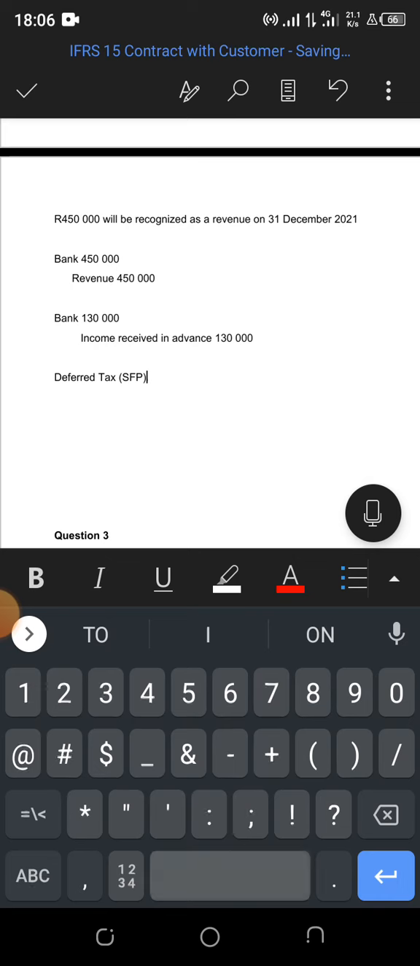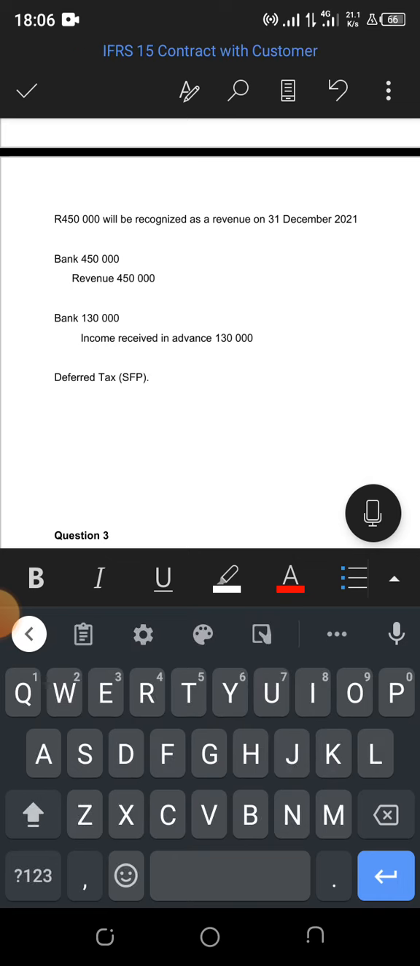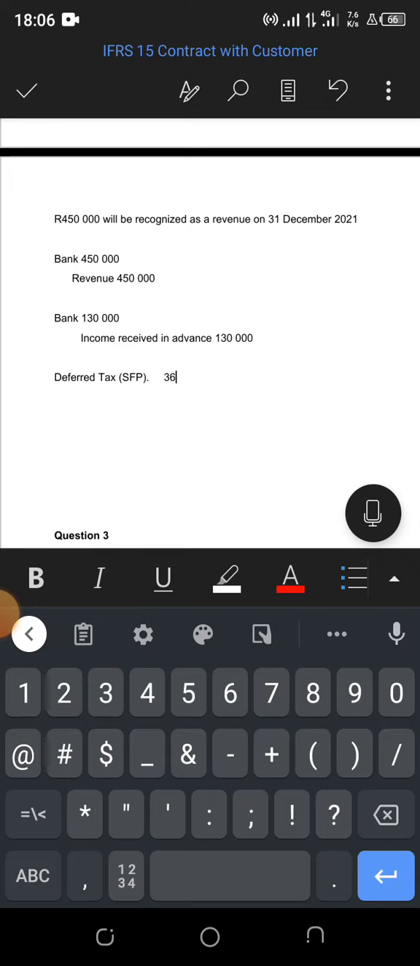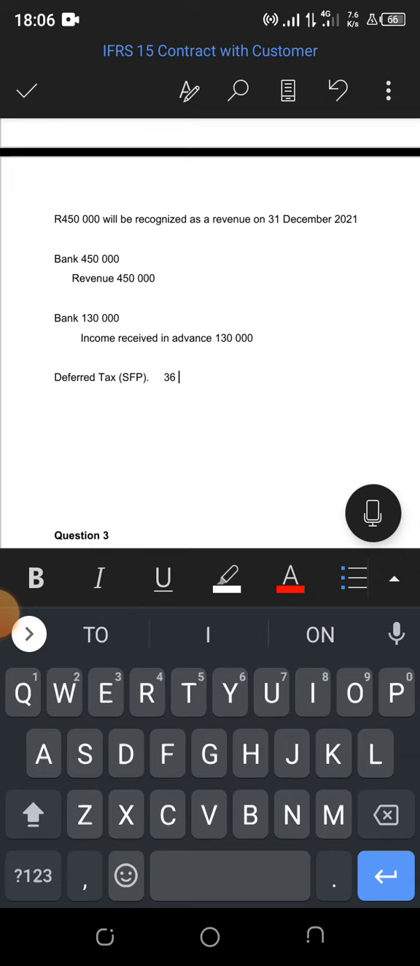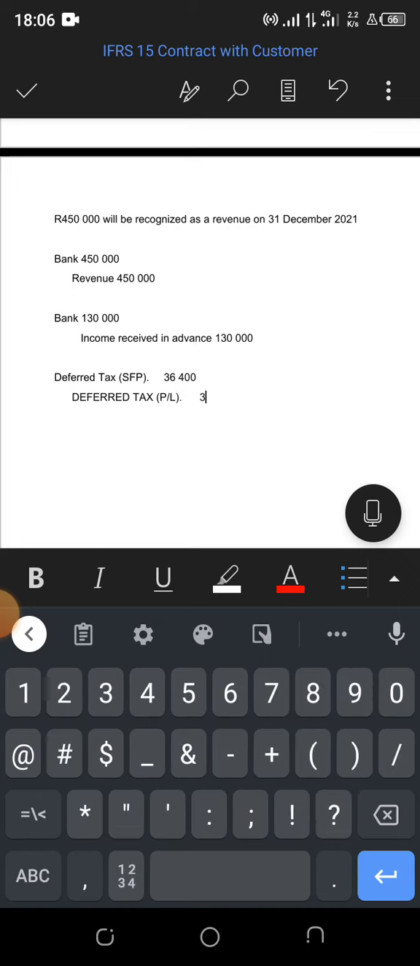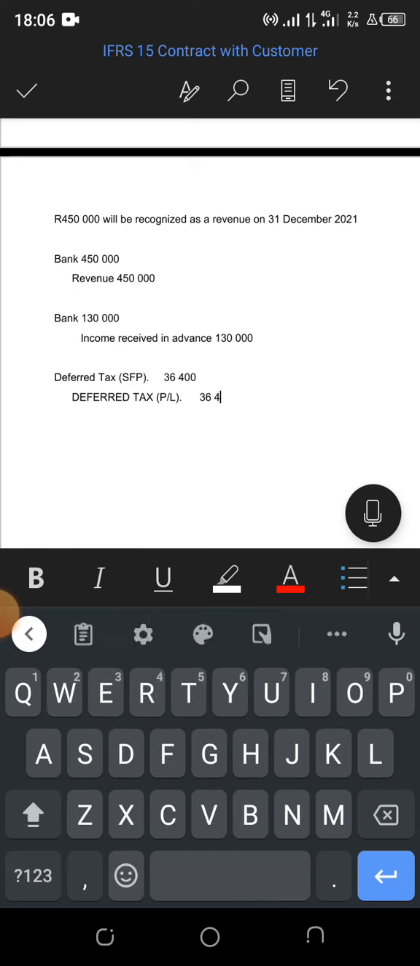SFP, then 130 multiplied by 28% is going to give you 36,400. Then you credit deferred tax P&L, amount of 36,400. That's what you have to do on this question.